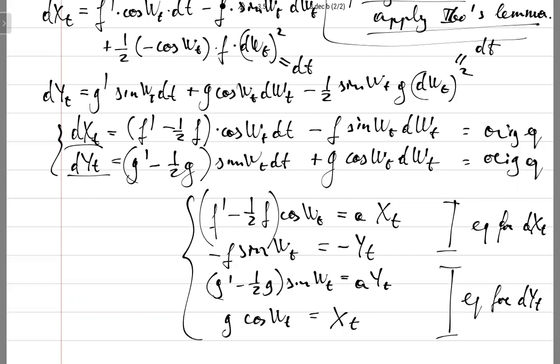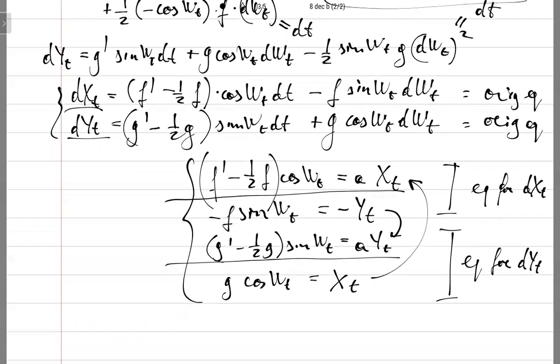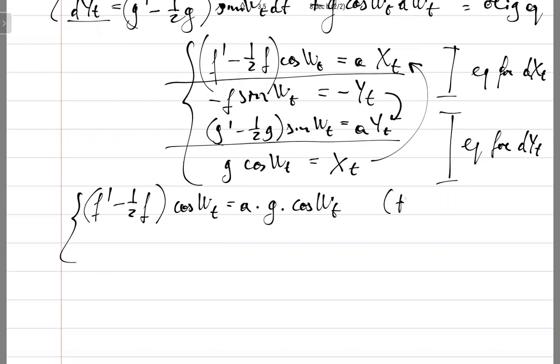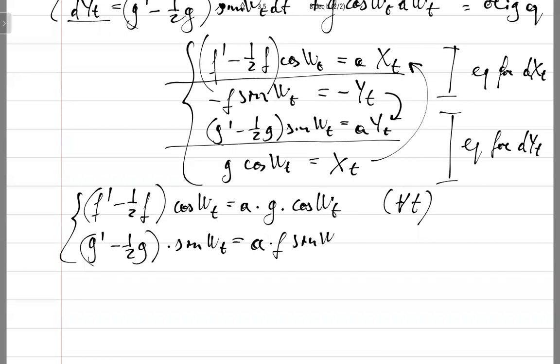What do we see? We see that we can arrange, we can express. So let's remove Y_t from the first. I will plug in Y_t there, and I will plug in X_t there. So let's do it. I will have only 2 equations left. f prime minus 1 over 2 f times cosine(wt) is a times g times cosine(wt), but this should be equal for any t. And that is g prime minus 1 over 2 g times sine(wt) should be equal to a times f times sine(wt) for any t.